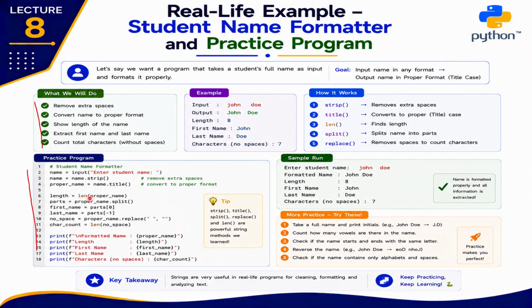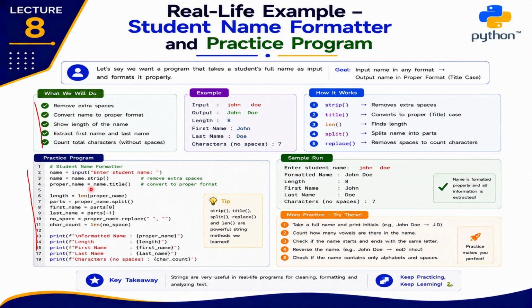Next, proper name is equal to name dot title. This one. The title method converts the name into proper format, so the john doe becomes John Doe. You can see from the title, the first letter is changed to uppercase.